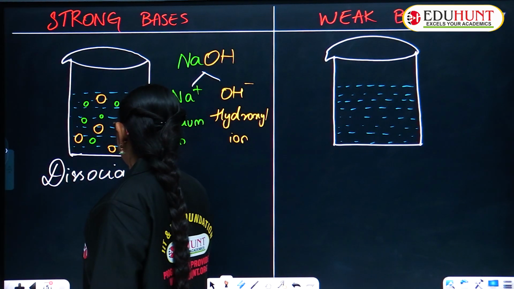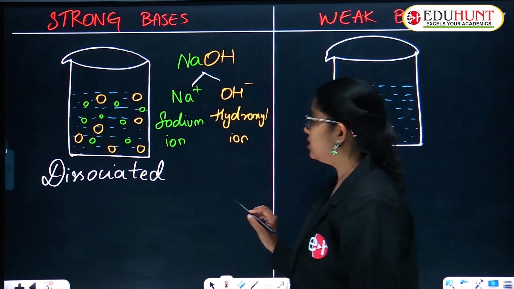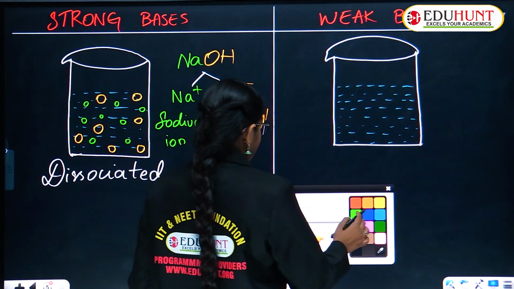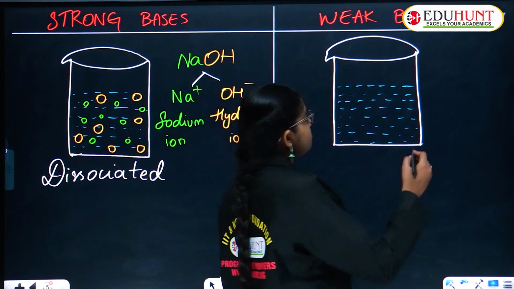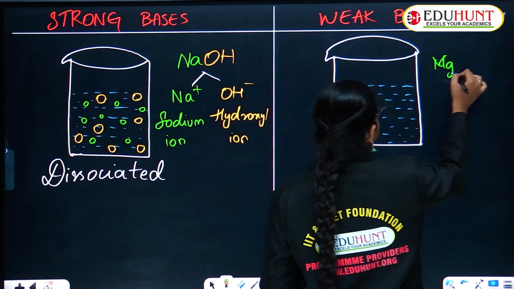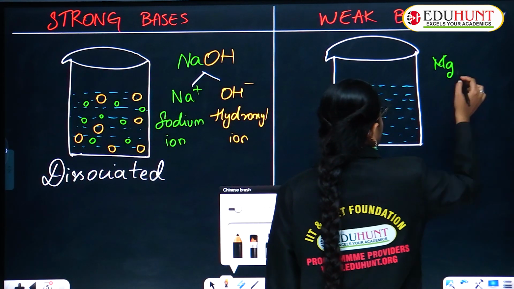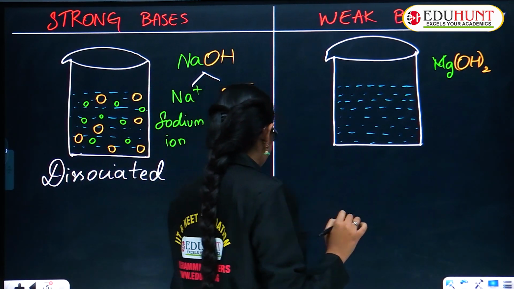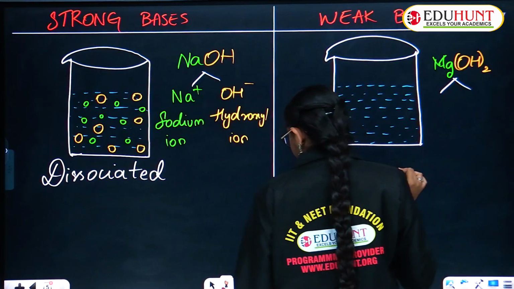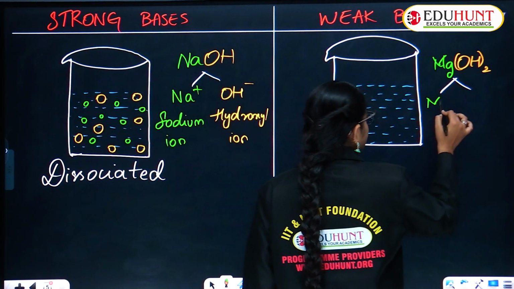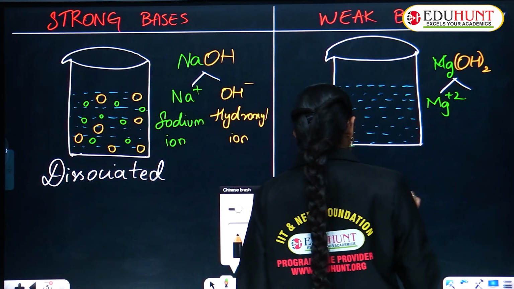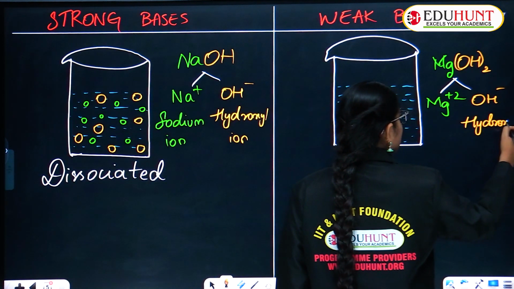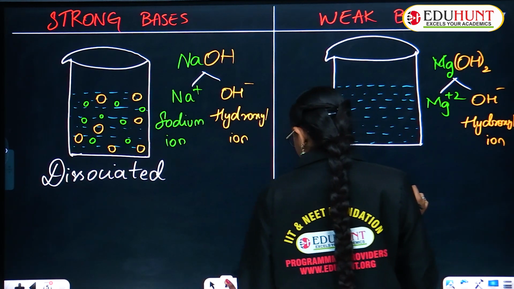Clear? Similarly, if I take a weak base, for example Mg(OH)2, it will give further ions after dissociating into Mg plus 2 and OH minus. You know what this OH minus is? Very good, hydroxyl ion. Then what is Mg plus 2?